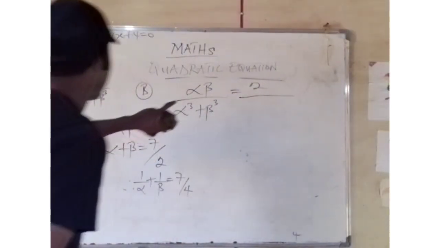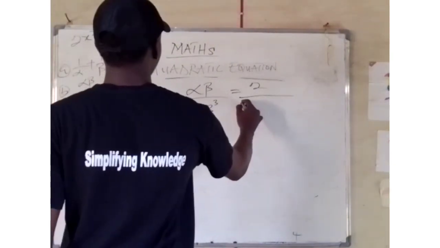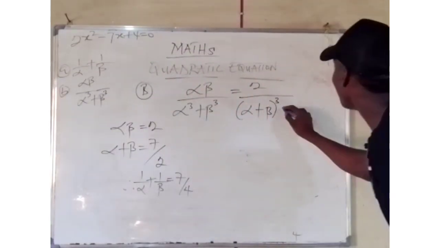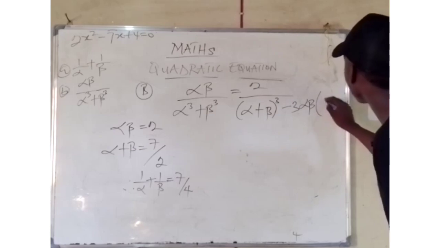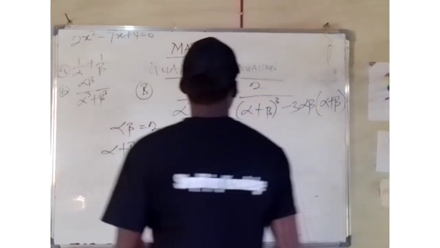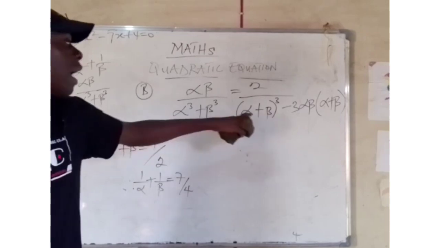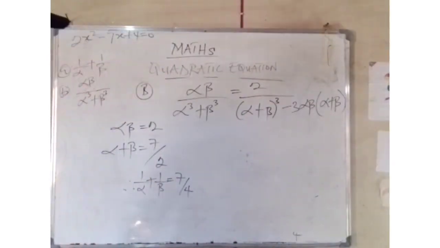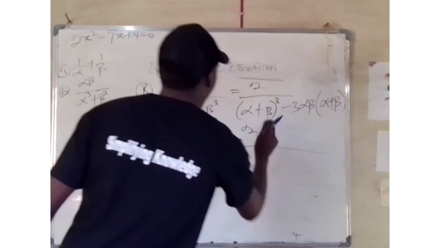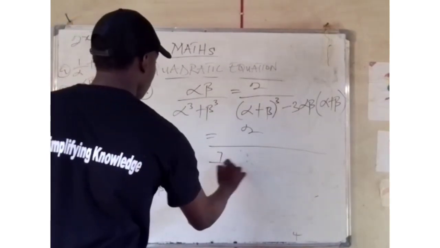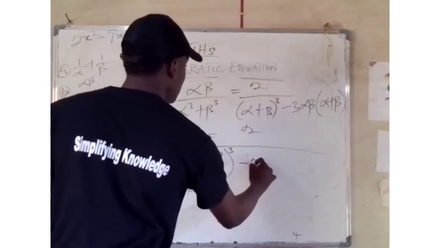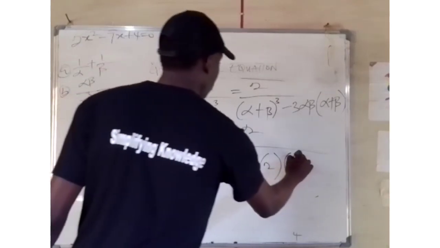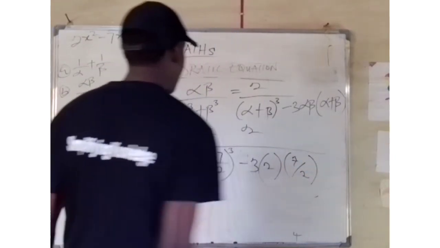Alpha cube plus beta cube is the same thing as saying alpha plus beta all cube minus 3 alpha beta into alpha plus beta. Okay? So let's simplify. This is 2 divided by alpha plus beta. Remember, it's 7 over 2. So this is 7 over 2 all cube minus 3 into alpha beta, which is 2, all into alpha plus beta, which is 7 over 2. So now let's simplify this.